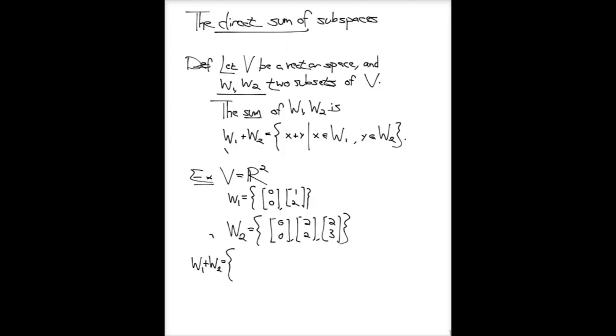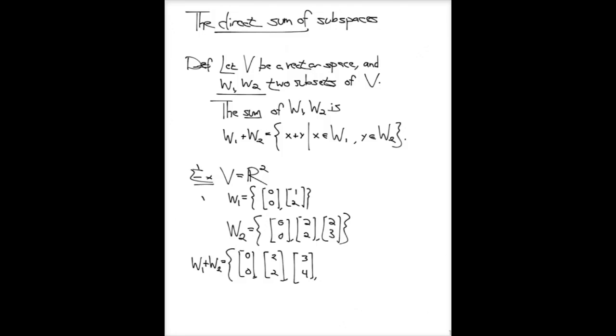But we can still form the sum of these two sets, W1 plus W2. And to do so, we just take all sums of the following form. We take a thing up here, and we add it to anything down here. So, for example, I could take this thing right here, and add it to this thing right here to obtain (0, 0). I could take this thing and add it to this thing to obtain (2, 2). I could take this and add it to this to obtain the vector (3, 4), and so on and so forth.